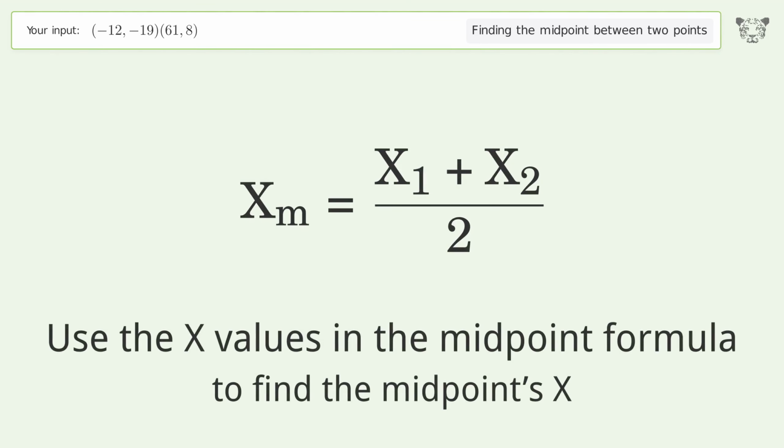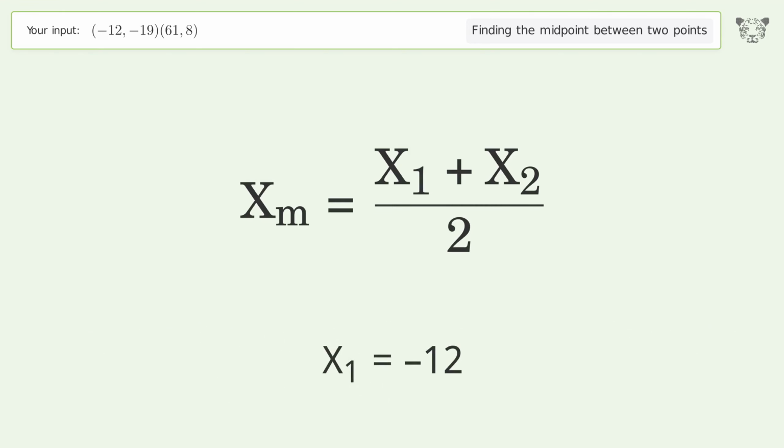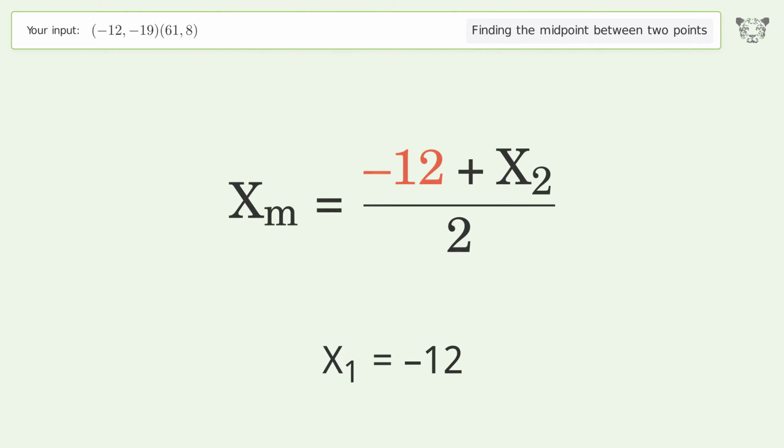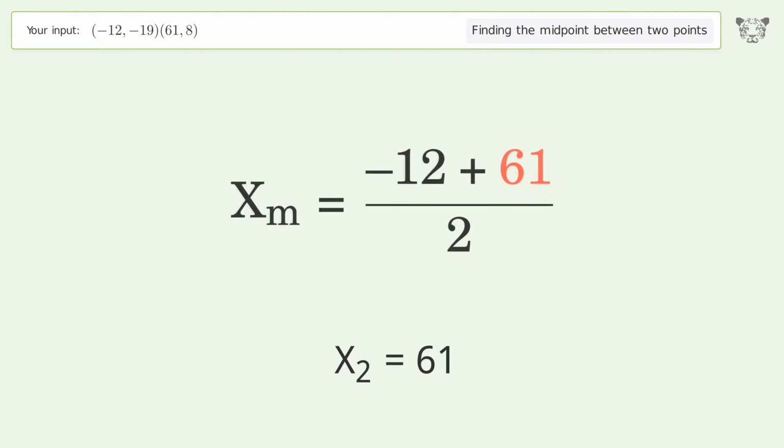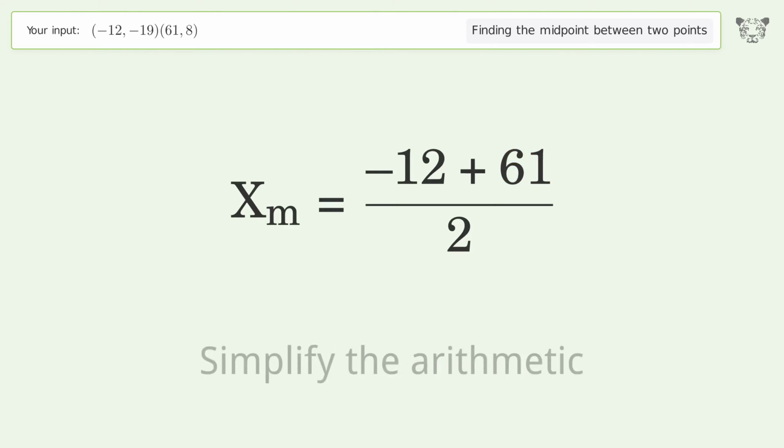Use the x values in the midpoint formula to find the midpoint's x. x1 equals -12. x2 equals 61. Simplify the arithmetic.